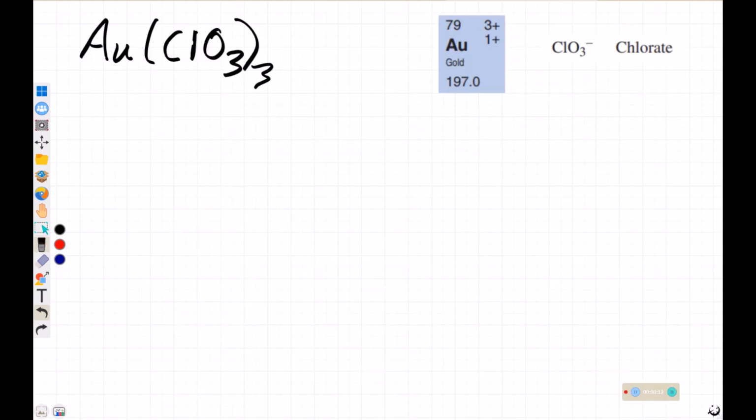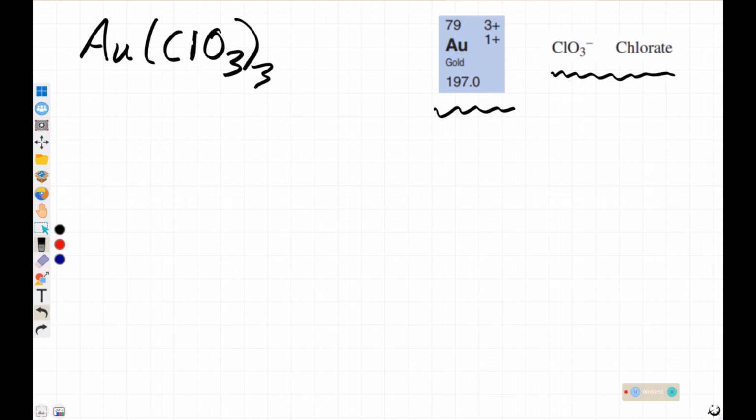For this final example, we're going to combine everything that we learned over the last few videos. In this example, I've used a single element at the beginning and then a polyatomic ion, which I went over in a bit more detail in the previous video. Also at the side here, I've pulled the periodic table entry for Au as well as the entry for the polyatomic ion that we are going to be using.